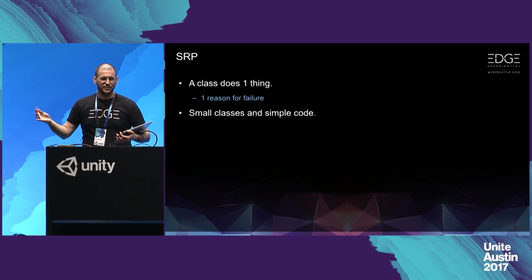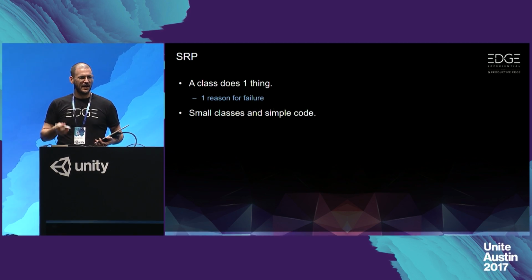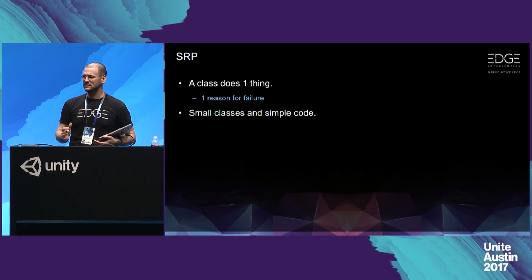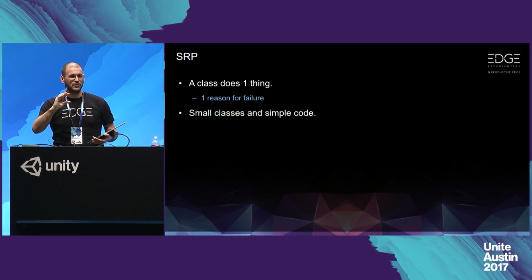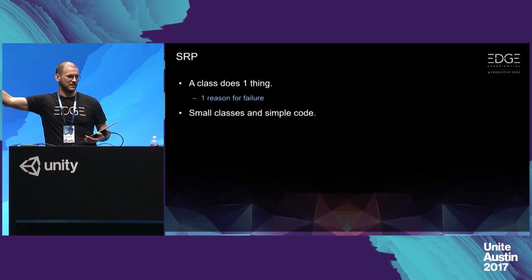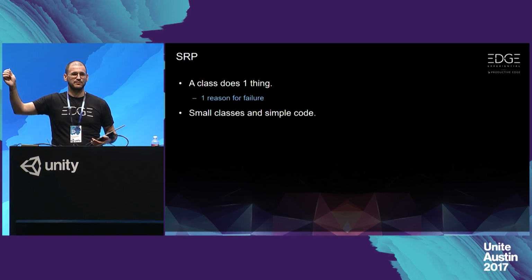All right, so SRP. A class does one thing. It has one reason for failure. And this also promotes simple classes, small classes. So when you just have a couple lines of code, it's a heck of a lot easier to figure out if something's going to error out than if you have 100 lines of code in a method. If you look at a method with 100 lines of code, can you just spot the error instantaneously? That was a really bad error.